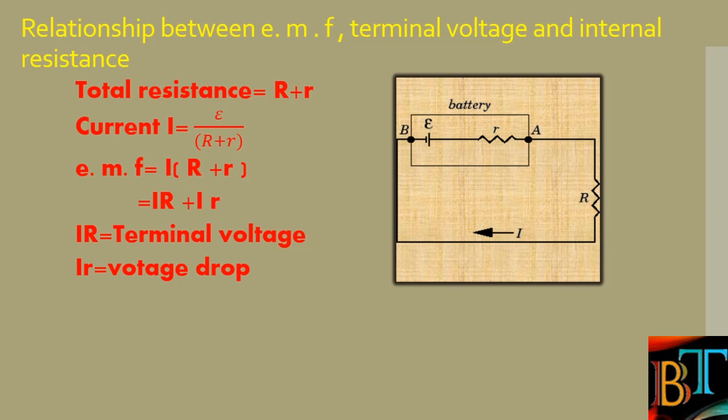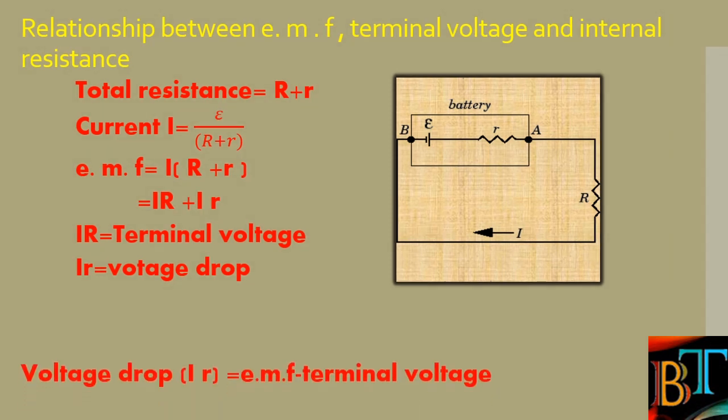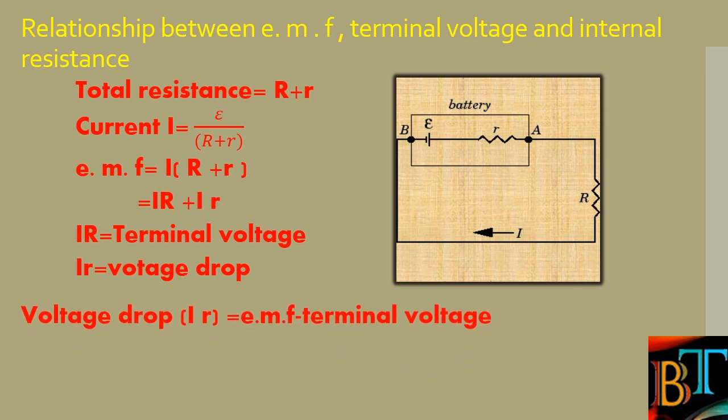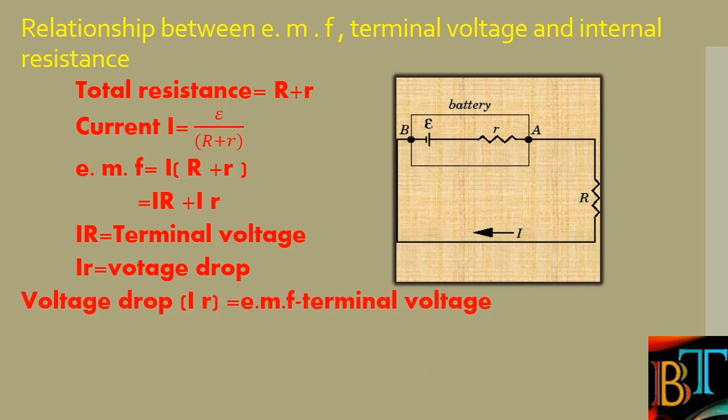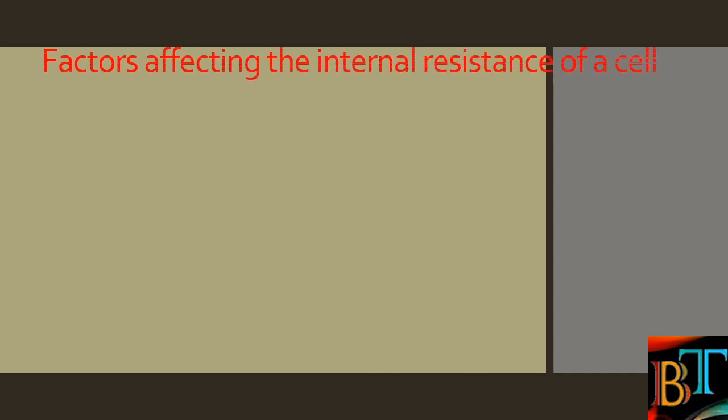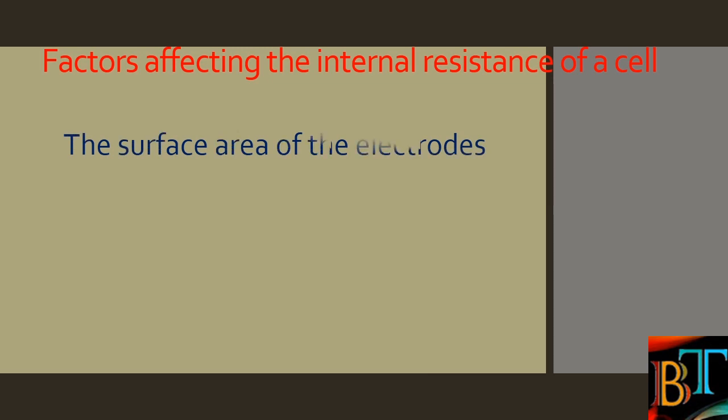Voltage drop is current into internal resistance, so we can write internal resistance is equal to EMF minus voltage drop by current. The internal resistance of a cell depends on the following four factors. The first one is surface area of electrodes. Larger the surface area of electrodes, less is the internal resistance.